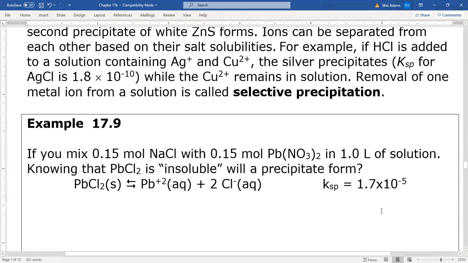So let's see if a precipitation would form in this case. If I mix 0.15 moles of sodium chloride with 0.15 moles of lead nitrate to form 1 liter of total solution, we know that lead chloride is insoluble, but how much can we dissolve? It's based on that KSP, and we worked one with lead chloride in the previous video. So what we have to do is compare the Q to the KSP.